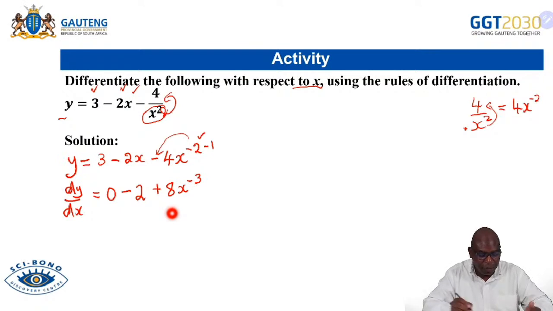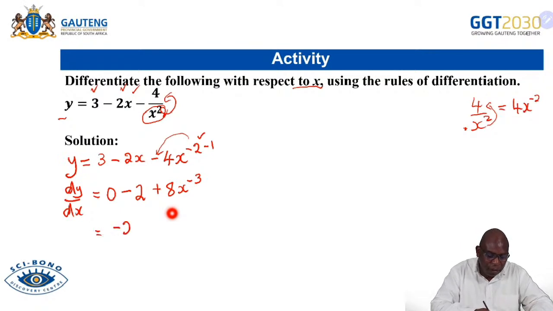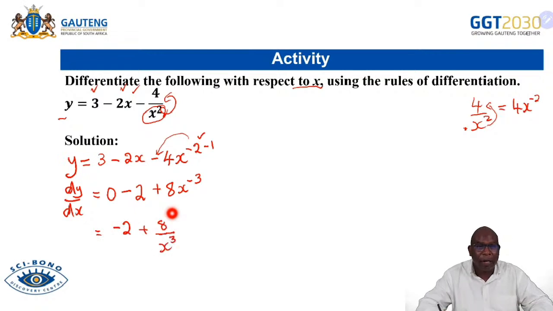Okay, so let me clean up this thing here. I'm going to have negative 2 plus 8 over x cubed. I'm now writing it as a positive exponent. But if you're not told to write it as a positive exponent, it's fine, you'll get your full marks. But now let's learn to write it as a positive exponent, so that when the examiners ask you to write it as a positive exponent, you already know. Okay, so that is our differentiation of dy over dx, and then I'll get full marks on that one.